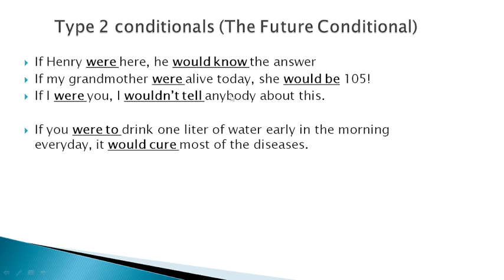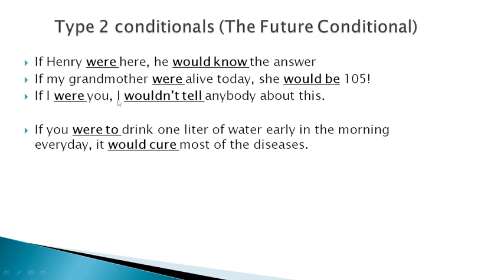If my grandmother were alive today, so it is a future condition meaning, then she would be 105 years old. Okay, look at it here. You can use were to express the future conditionals, and then you have to use would in the main clause. Now, we can give a piece of advice to somebody. We can use: If I were you, I wouldn't tell anybody about this.